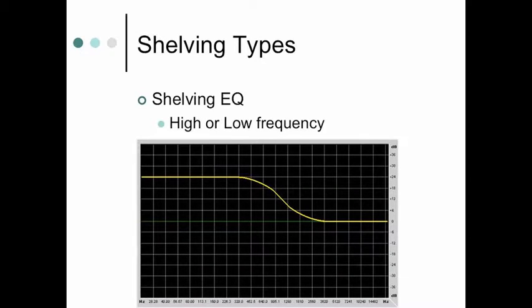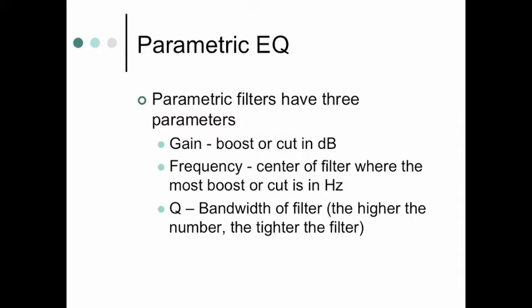Okay, so shelving we talked about. This is what it looks like. High or low frequency. Parametric filters have three parameters. They've got gain, boost or cut in decibels. Frequency, which is the center frequency that it's cutting or boosting. And it's got Q, or bandwidth, of the filter. So let me explain a little bit about what that means. Q is a new term that you probably aren't familiar with, or maybe some people are.